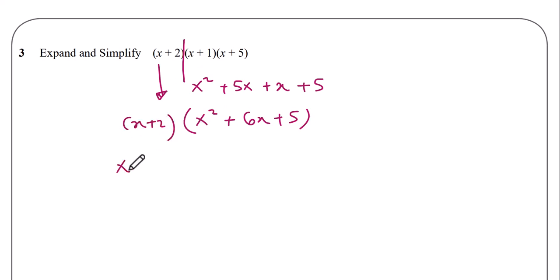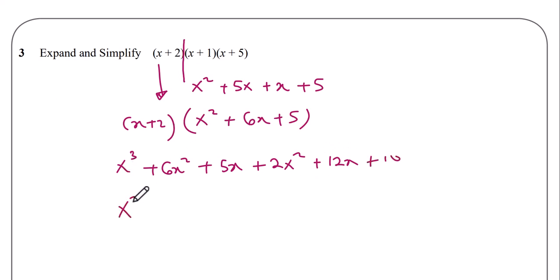x times x squared is x cubed, and x times 6x is 6x squared, and x times 5 is 5x, and then 2 times x squared is 2x squared, and 2 times 6x, that's 12x, and 2 times 5, that's 10. And then you simplify that, that's x cubed, and 6x squared plus 2x squared, that's going to be 8x squared, and 5x plus 12x, that's 17x, and you just have only 10. And this is the result of expanding and simplifying.